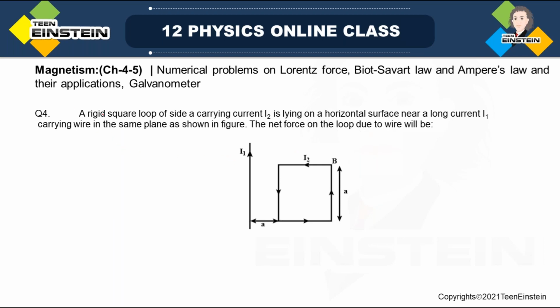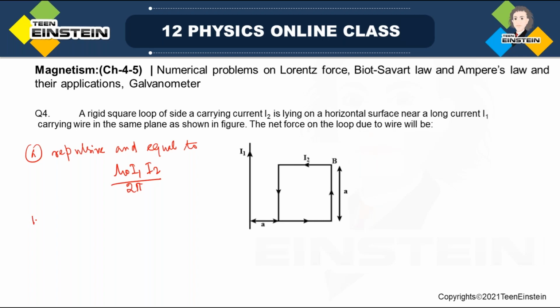So here there is a rigid square. Let me first give you the options here. Okay, so there are options: repulsive and equal to mu0 I1 I2 by 2 pi. First option.